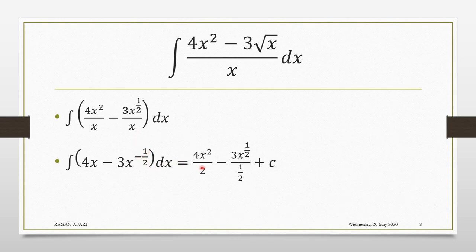Now we integrate. We will add 1 to the already 1 here, so we have 2. We divide by 2. When you add 1 to negative half, you get half, and then you divide by half. Right, so simplifying, what do we get? We have 2x squared minus 6x raised to the power half plus c. Well, since the question came in root x, instead of leaving it this way, we would want to write root x, okay? But you could leave it this way, that's also fine.